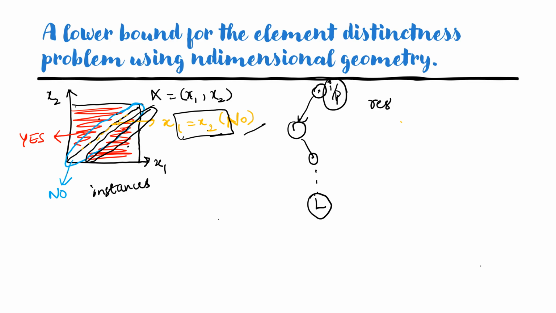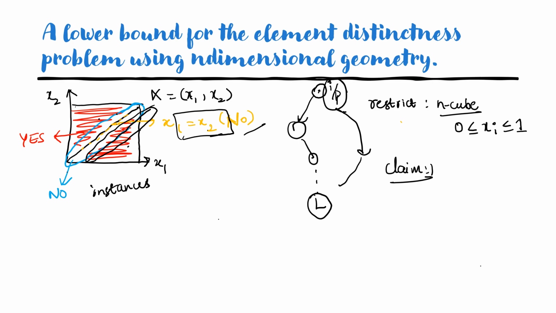I'm also restricting this space to the unit n cube. Here I just took a two-dimensional plane for easier understanding, but I'm restricting to the n cube, with all the instances lying between 0 and 1. Why? To make the problem easier again. So claim 1: I have to prove that all these input instances that will reach the leaf node L, giving an s, belong to region R of L. This region is connected. This is my claim 1. So I have to prove that R of L is connected.